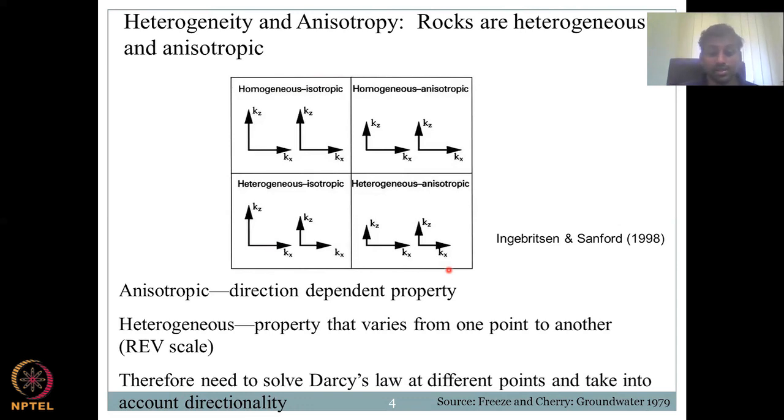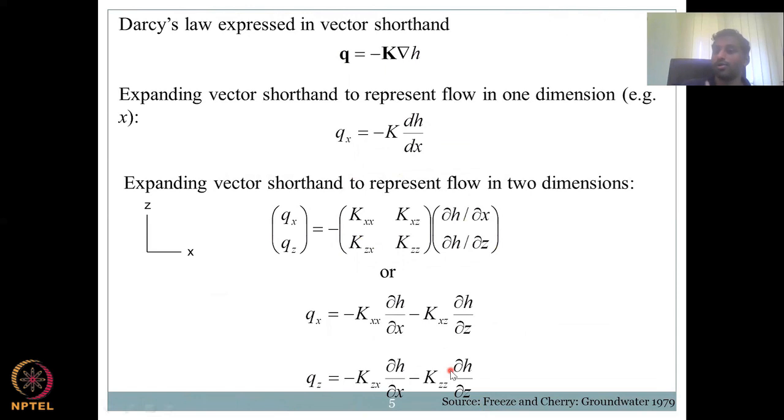Therefore, there is a need. As I said, Darcy was solving in one dimension. So now they know that, oh, okay, it is not the same in all planes and need not be the same in all locations within your sample. So there is a lot of variation of hydraulic conductivity. Therefore, there is a need to solve Darcy's equation at different points and take into account directionality, because your water flow is directional. If you don't have direction, where will the water flow? It can flow anywhere it likes, and then create storages, pools, etc.